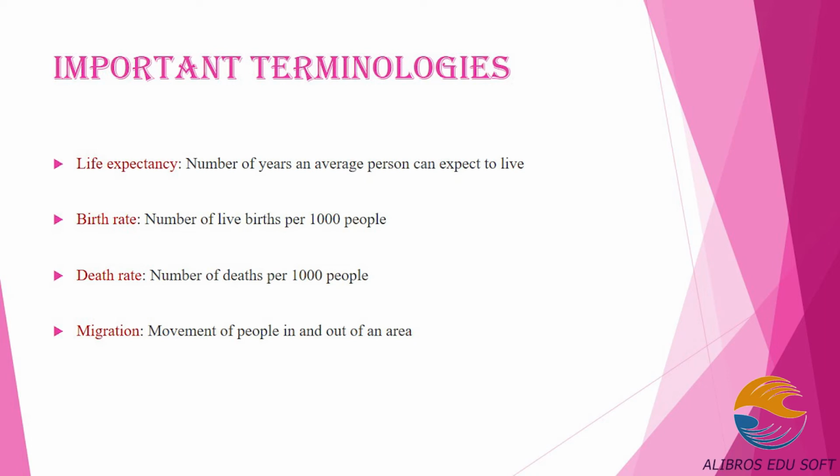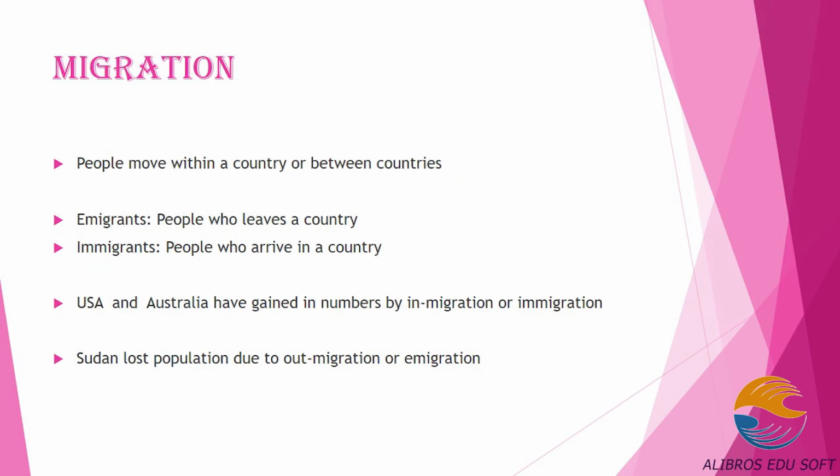Next is migration. It is the movement of people in and out of an area. That is the movement of people from one place to another. It can be from one state to another state, or one country to another country, or from one city to another city. That is what you call migration. It is a factor for population change. People may move within a country or between countries.